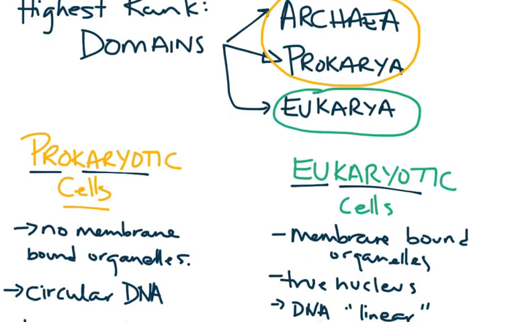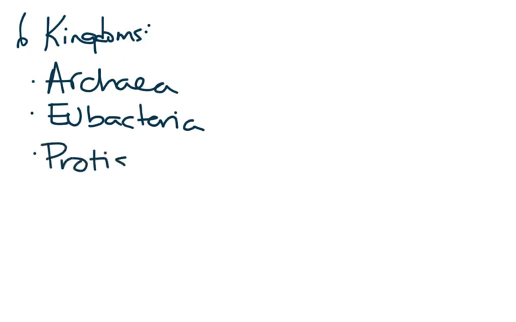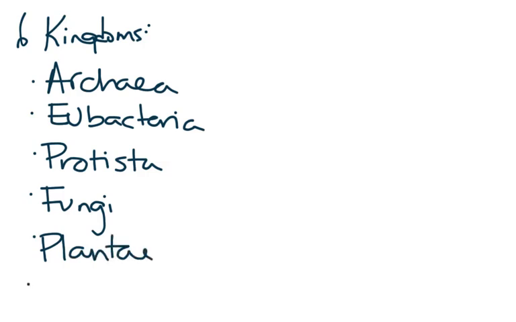So when we look at our kingdoms, once we go from the domains, we have 6 kingdoms. Okay, there are 6 kingdoms. Okay, there's archaea. There's eubacteria. There's protista. There's fungi. There's plantae. And there's animalia. Those are your kingdoms. And then from there you go into your phyla.